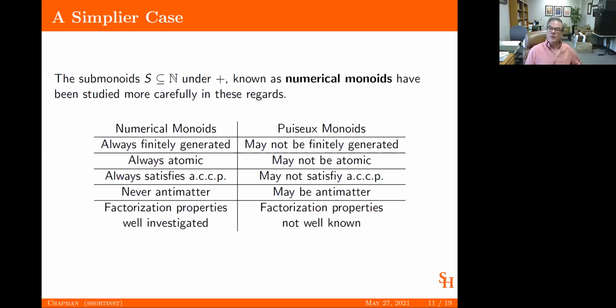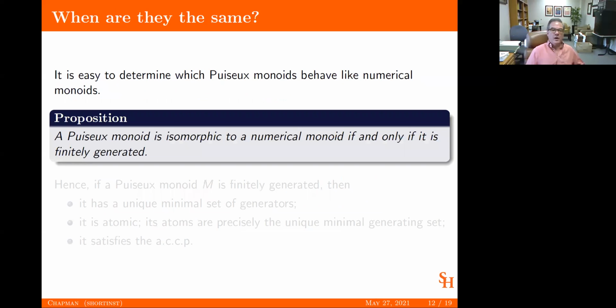But Puiseux monoids are very different. They may not be finitely generated, as we've already seen. We've already seen they might not be atomic. They may not satisfy the ACCP. We've already seen that. They may be antimatter. I've already looked at one of those. And there's not much known about their factorization properties. There's a couple of recent papers. So this is kind of an area where there could be a lot more work done. And I know Felix and Marley are doing a lot of this work.